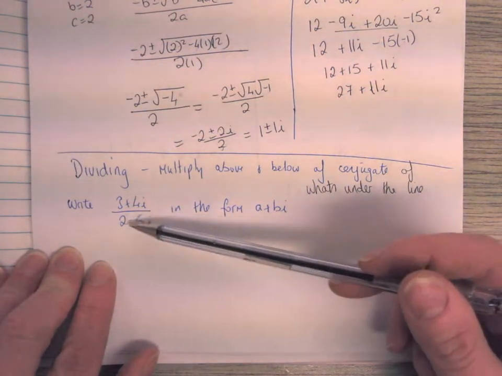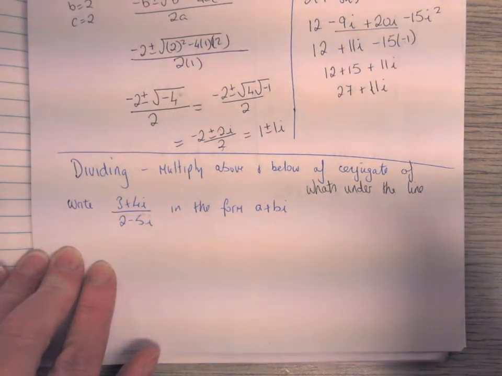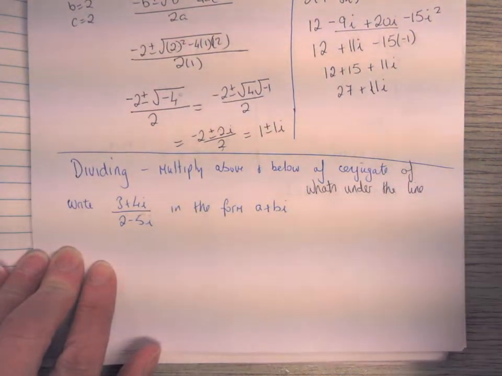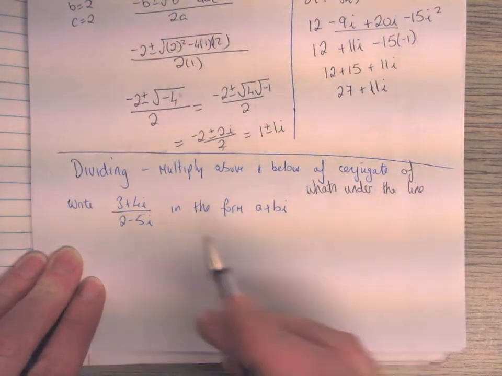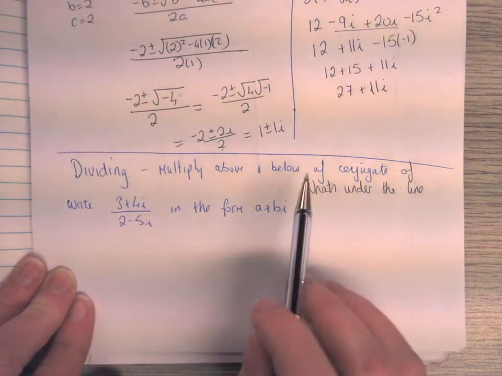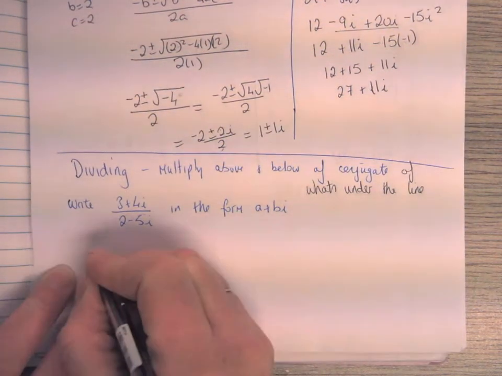So in this one we're going to multiply above and below by 2 plus 5i. Because you're multiplying opposite signs, the i's will cancel out in the middle because you'll have a plus and a minus of the same number. Whenever you multiply anything by its conjugate, the middle terms will cancel out. So you'll see what I mean as I do it.